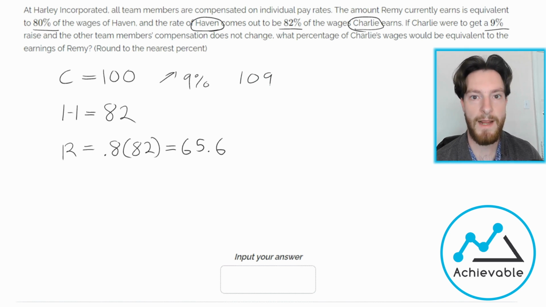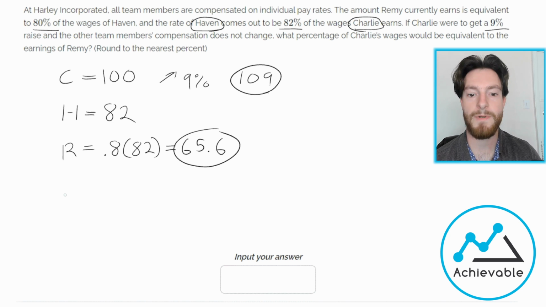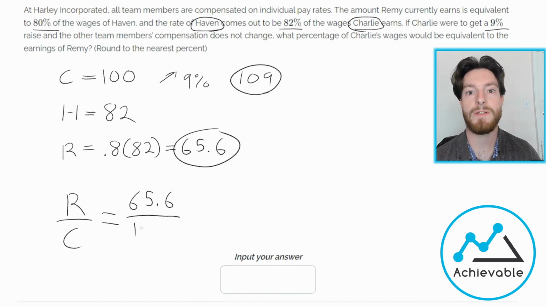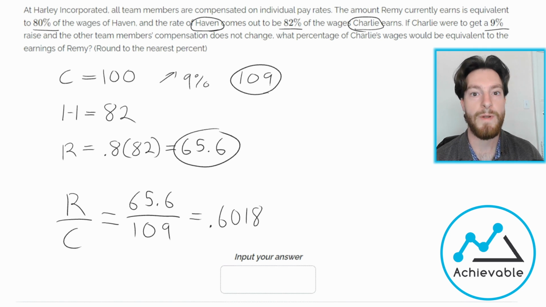So if Charlie's final wages is $109 and Remy's final wages is $65.6, the question asks, what percent of Charlie's wages is Remy's wages? So we just put in a fraction. We put Remy's wages on the top, Charlie's wages on the bottom, and we solve for the percentage. You should get 0.6018, which is closest to 60%, and that's the final answer.